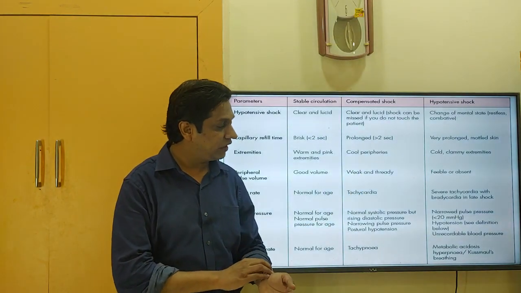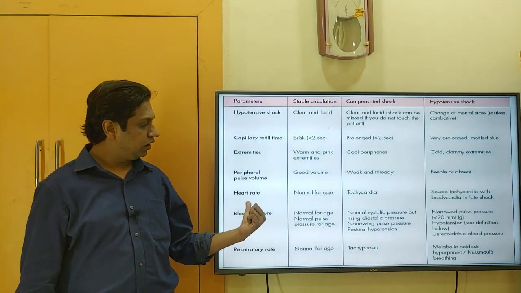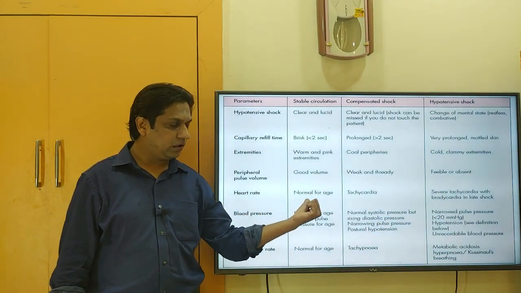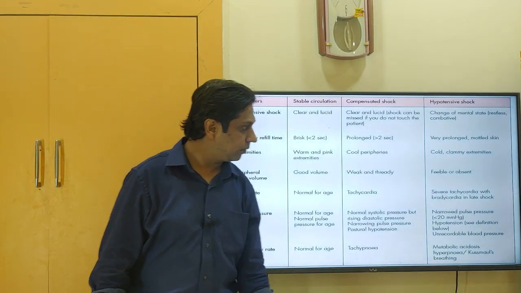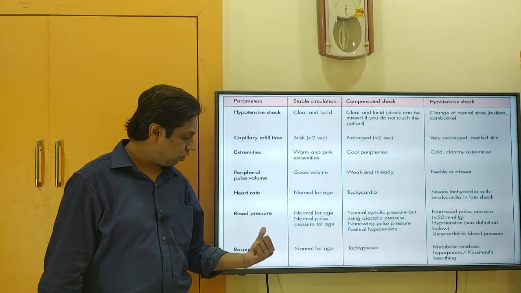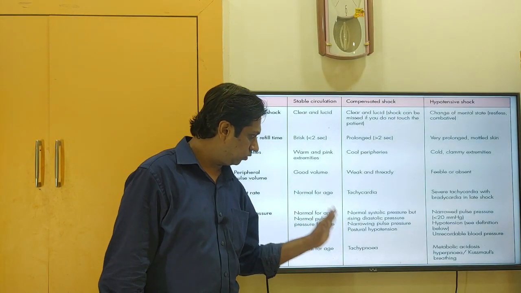It will be weak and thready, and further feeble or even absent in hypotensive shock. Then heart rate: normally, there will be tachycardia, or severe tachycardia followed by bradycardia and the fatal shock. Then the blood pressure, one of the important things to note down.